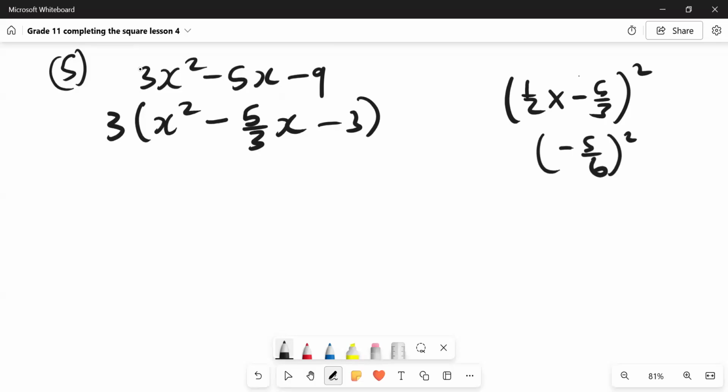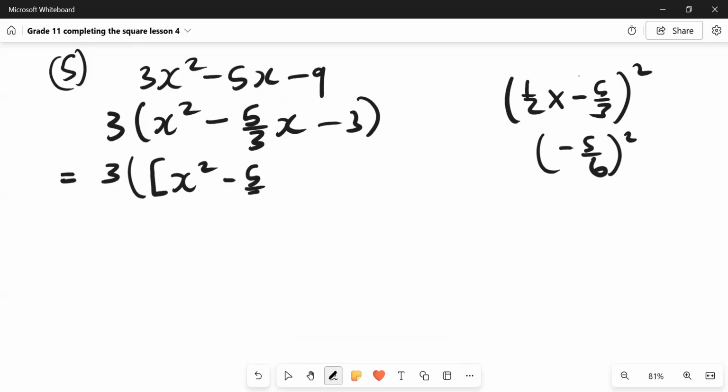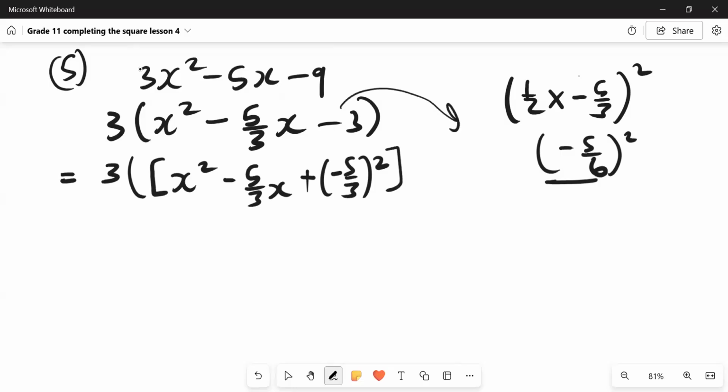And then from here, come back, we have your 3. We have x squared minus 5 over 3x. And then we have to write this, which is our minus. Sorry, that's our plus. And then minus 5 over 3 all squared. You close the bracket. Then this one should be taken out, right? So you'll have your minus 3 there. And then the same thing. Now we're subtracting it here.